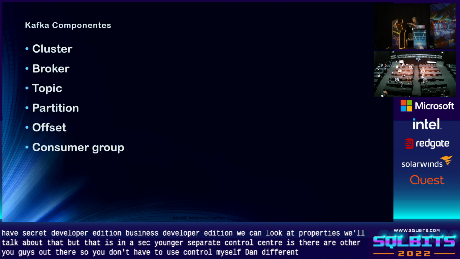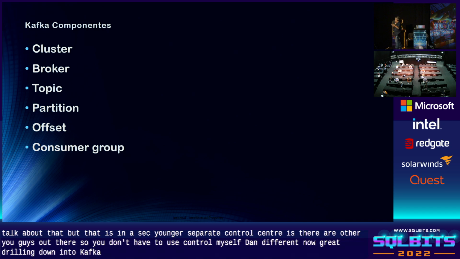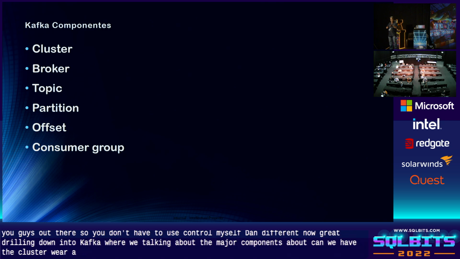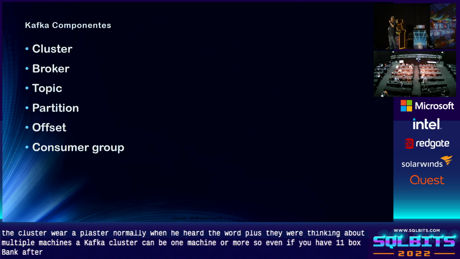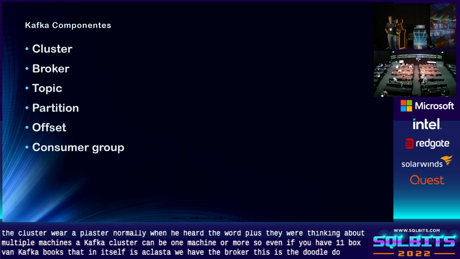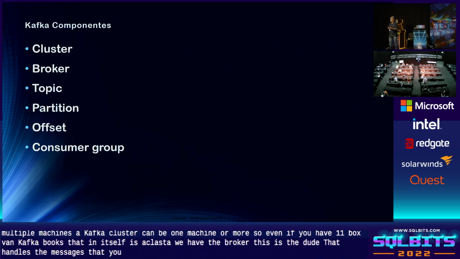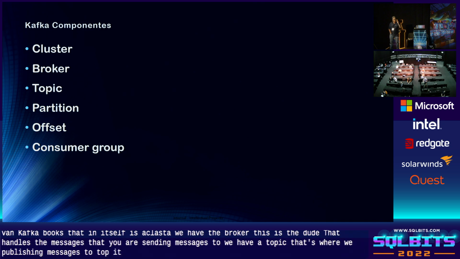Now, if we're drilling down into Kafka, where we're talking about the major components of Kafka, we have the cluster. Normally when we hear the word cluster, we are thinking about multiple machines. A Kafka cluster can be one machine or more. So even if you have one Kafka box, that in itself is a cluster. We have the broker, which handles the messages we are sending. We have a topic, where we're publishing messages. A topic is like a table in SQL Server. We are pushing data into this topic.